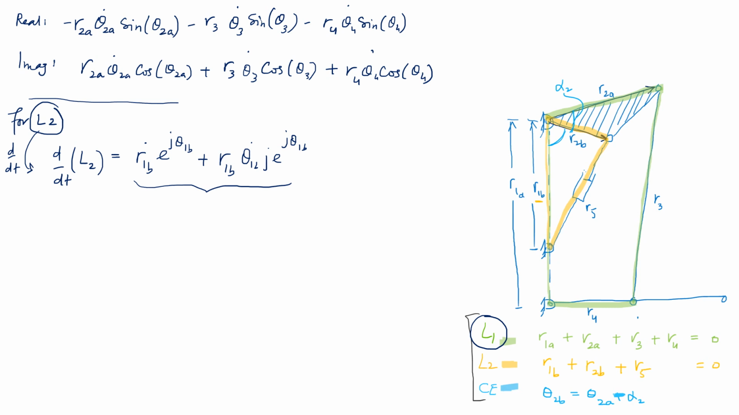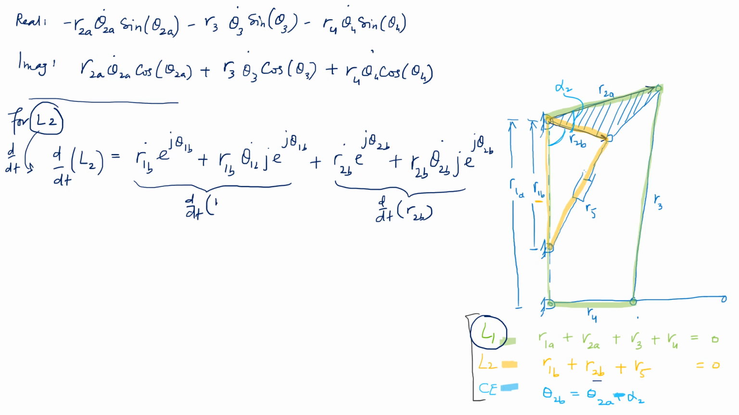Then you have the second term over here, which is going to be added with r2b dot e raised to power j theta 2b, added with r2b theta 2b dot j e raised to power j theta 2b. So these are the two terms corresponding to when you take the time derivative of r2b. This corresponds to when you take the time derivative of r1b.